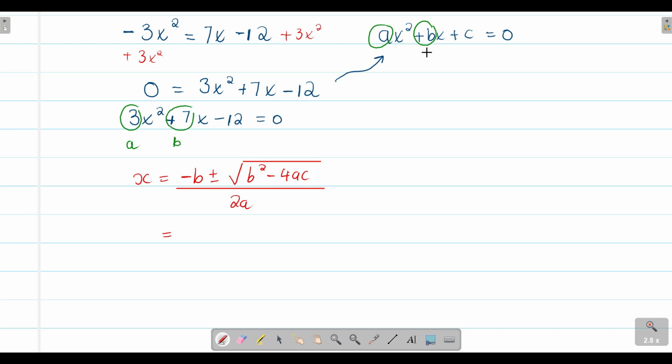And what is our C? Our C is the constant term. Okay, it's the constant term. So in this case, our C is negative 12, right?